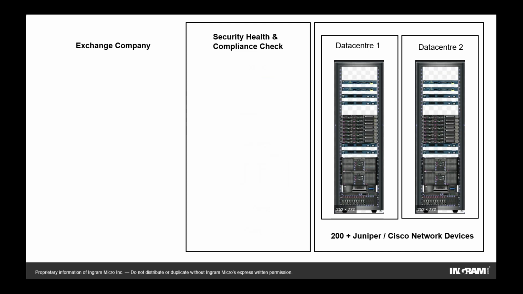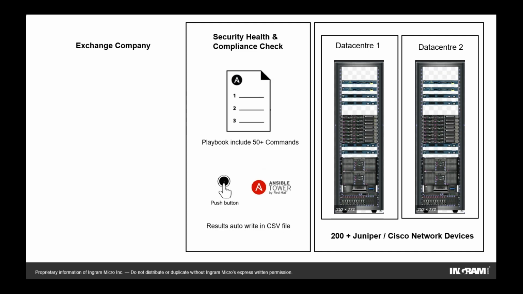So what we did was write two playbooks, one for Cisco and one for Juniper. Then he just clicks the button. It will execute all his 50 commands against all 200 networking devices, and whatever the output, it will write to a CSV file. So now all he has to do is simply click the button, take the CSV file, open it in Excel, and his report is ready. So, another happy customer.